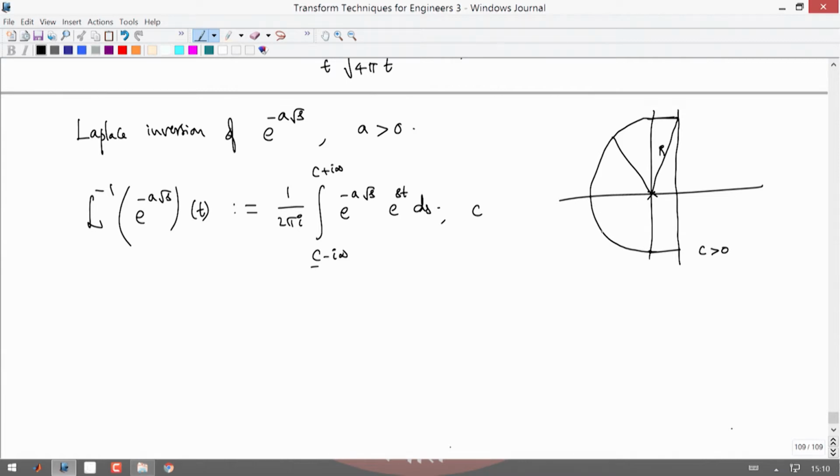0 is the branch point, because root s has multi-valued functions. So, you have to cut this 0 from the complex plane, so that you have only a single valued function. So, what you do is you make a branch cut. You have to make a cut between 0, which is the branch point, and infinity, which is also a branch point.